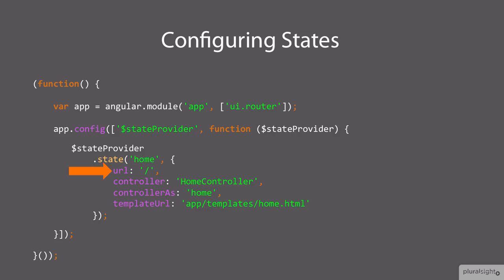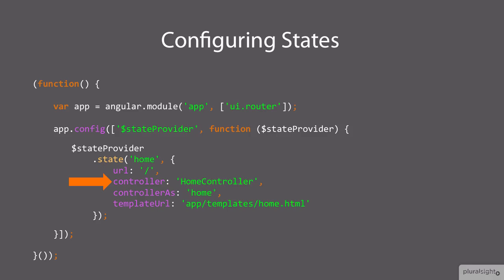The URL property defines the URL associated with the state. Since this is the home state, it's just a slash. Parameters can also be specified as part of the URL, and we'll take a look at those when I discuss the state param service shortly.